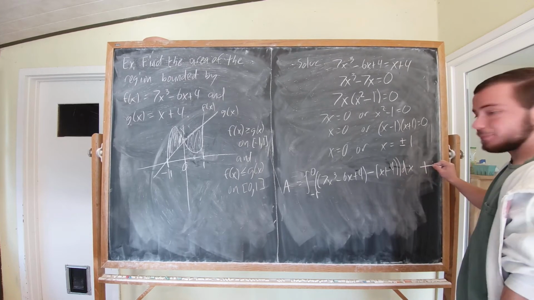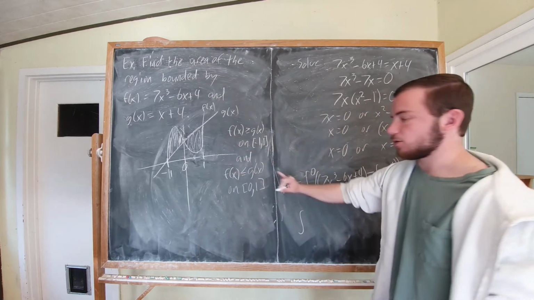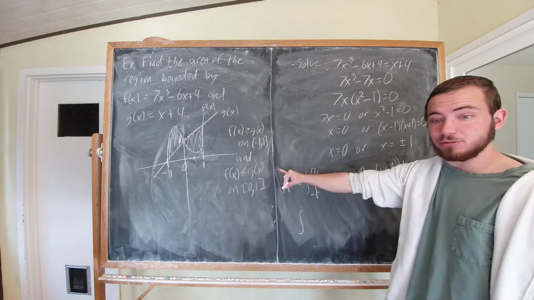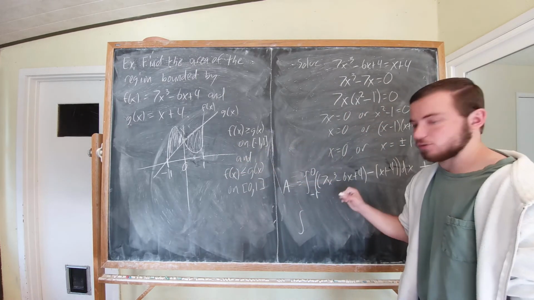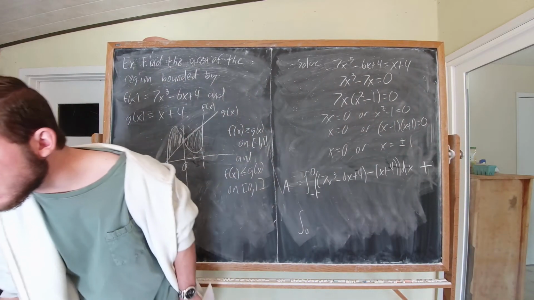We have that plus the integral from, how about the second region? Well, in that second region, f of x is less than or equal to g of x, so we have the integral from 0.